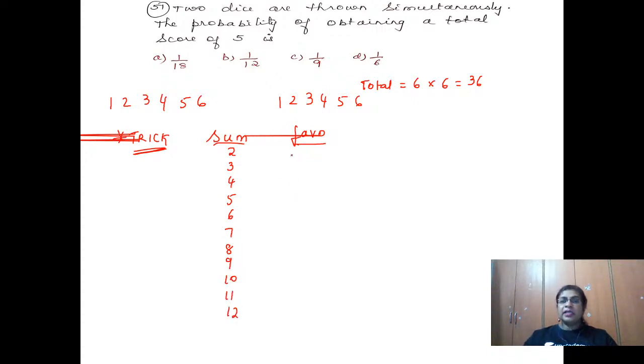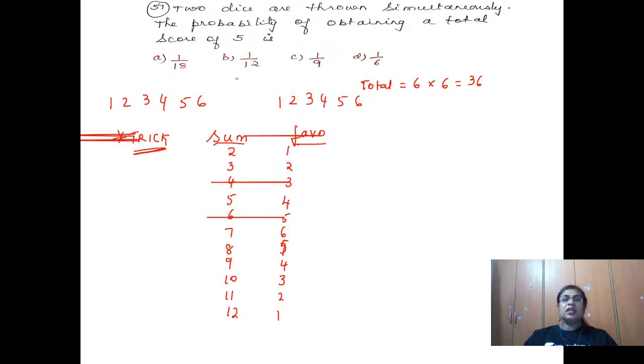Now, what are the favorable cases? Start from 1, 2, 3, 4, 5, 6. Okay, so 6 I reached. Now what you do? Go back: 5, 4, 3, 2 and 1. So the favorable cases are 1, 2, 3, 4, 5, 6. The moment you reach 6, go backwards: 5, 4, 3, 2, 1.